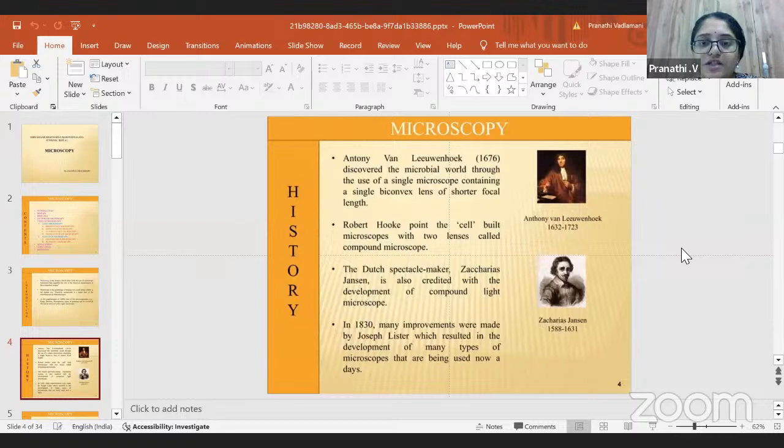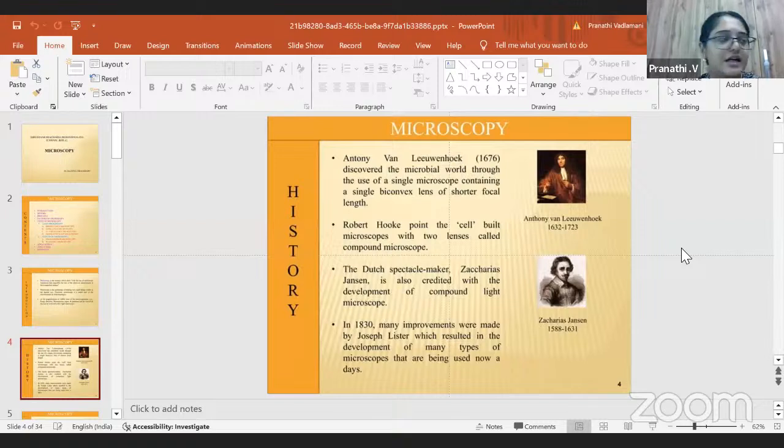So who was the first person who actually discovered the fact that you can see small things? Anton von Leeuwenhoek, in the year 1676. I wouldn't say discovered, I would say he invented using a small biconvex lens. Once he got the hang of optics, he put a small single biconvex lens, and then he could see different cells.